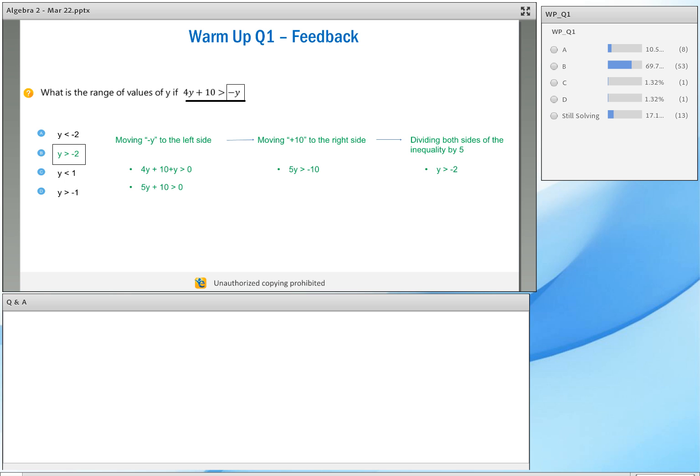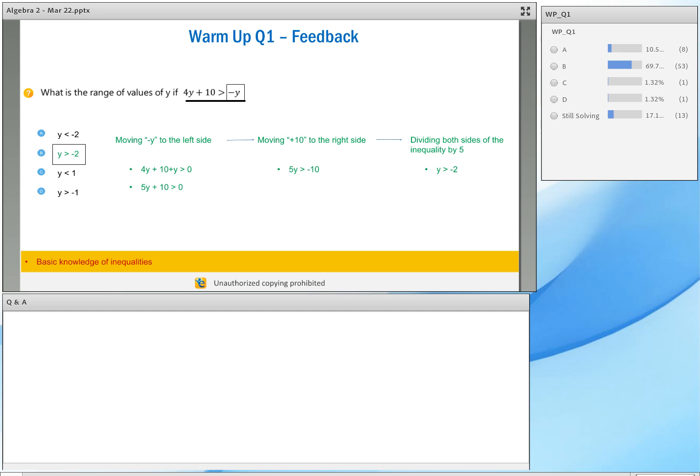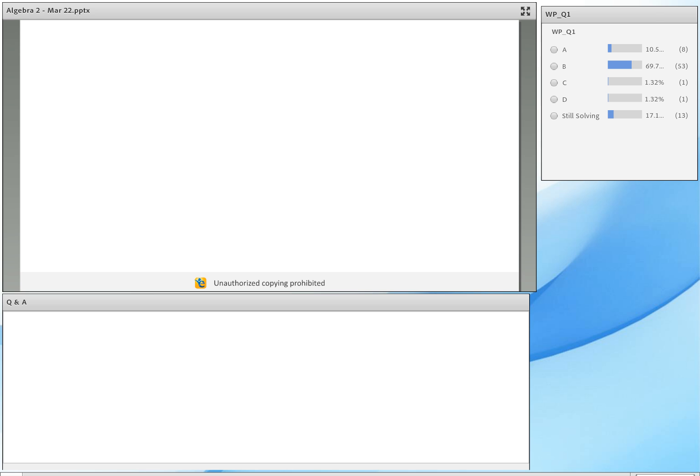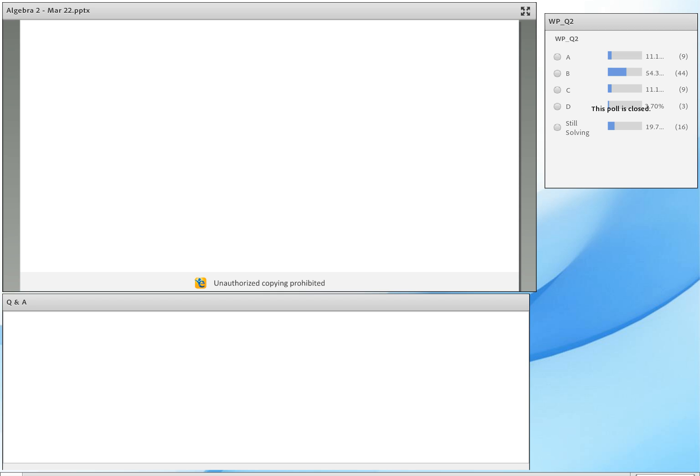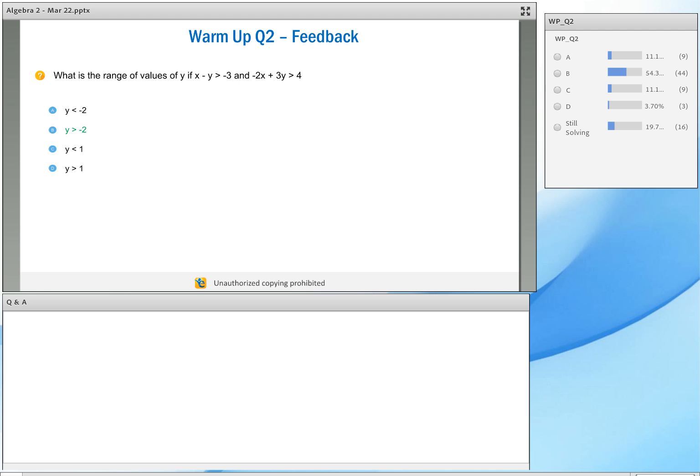This is the most fundamental operation on inequalities, and if you have a basic knowledge of inequalities, this is where you apply it. Let's go towards question number 2, warm-up question 2. Warm-up question 2 built upon this. So this fundamental knowledge, we even extended it, and we had 2 inequalities over there. Again, most of you got the correct answer, which is choice B.